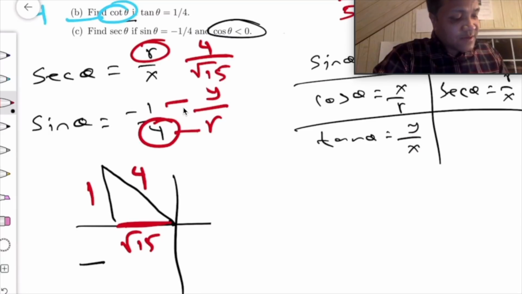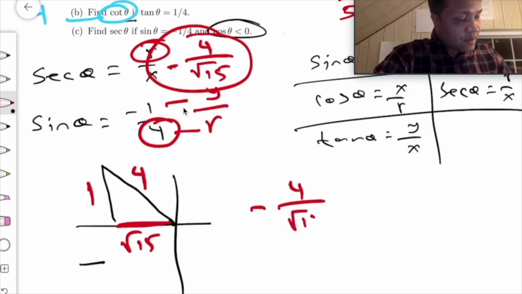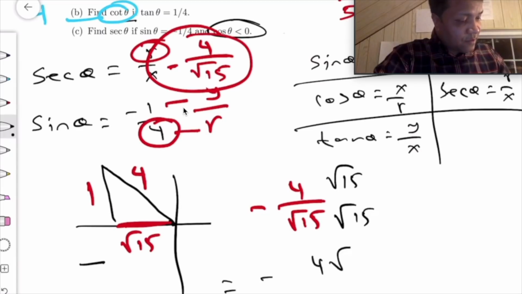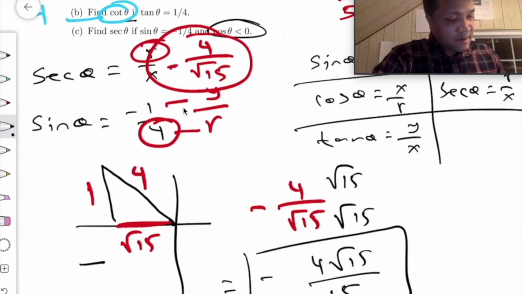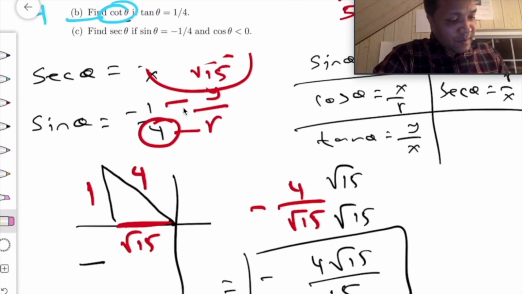But that's not the answer. X is negative, so we have to put negative. But that's still not the answer. We have to rationalize it. So negative 4 over the square root of 15. Multiply top and bottom by the square root of 15 to rationalize it. So our final answer is negative 4 square root of 15 over 15. That's our final answer for secant theta.